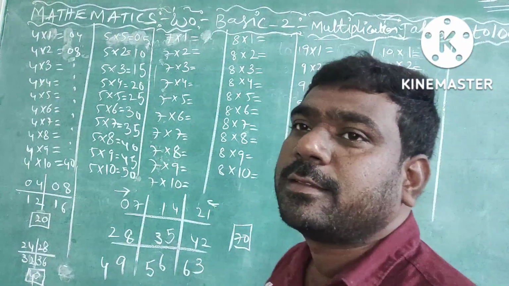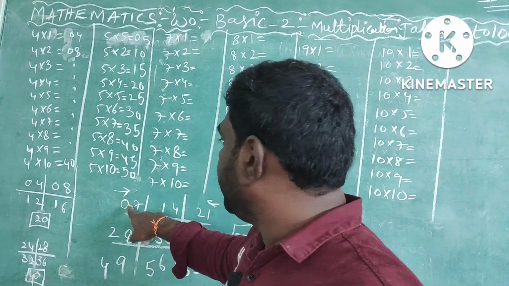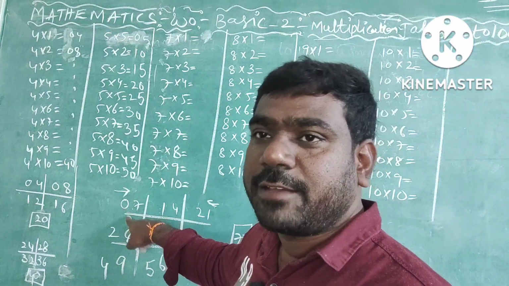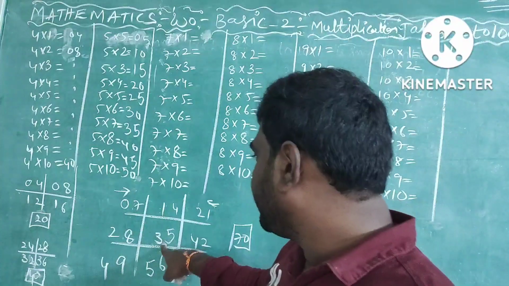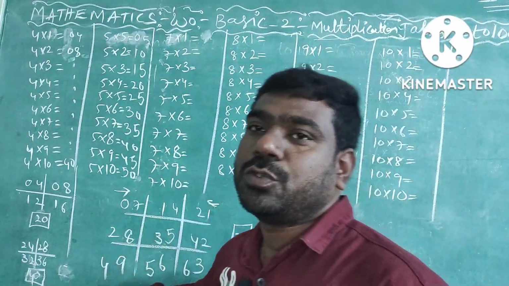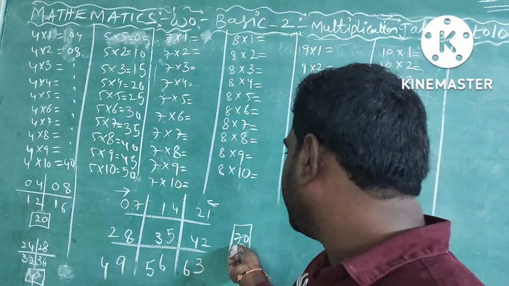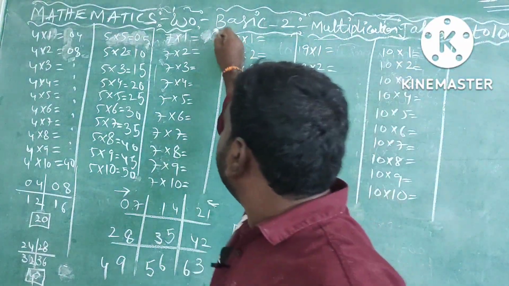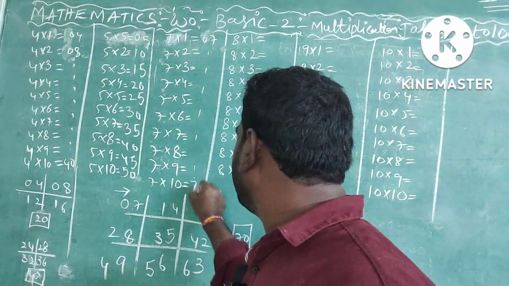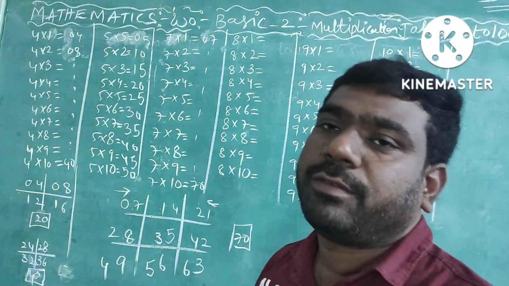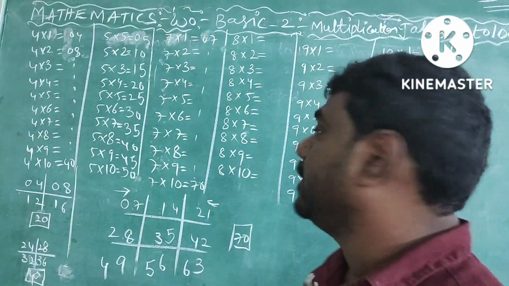Now, this right here: 0, 7. Meaning 7 ones are 7, 7 twos are 14, 7 threes are 21, 7 fours are 28, 7 fives are 35, 7 sixes are 42, 7 sevens are 49, 7 eights are 56, 7 nines are 63, 7 tens are 70. This is nothing but 0 7 up to here, right? Okay, it is for 7. So the 7 trick is finished.